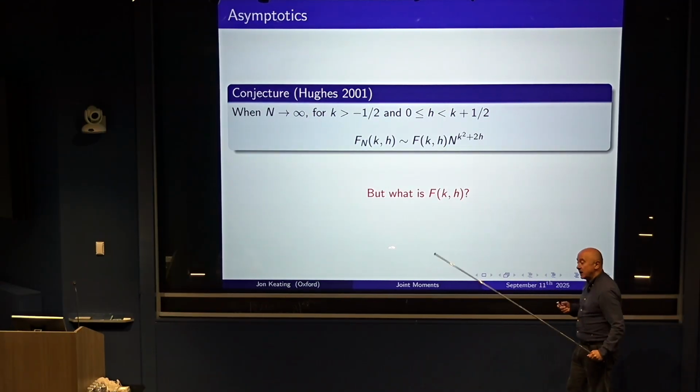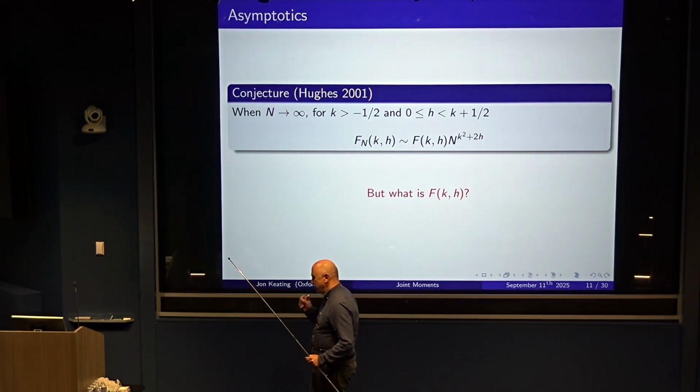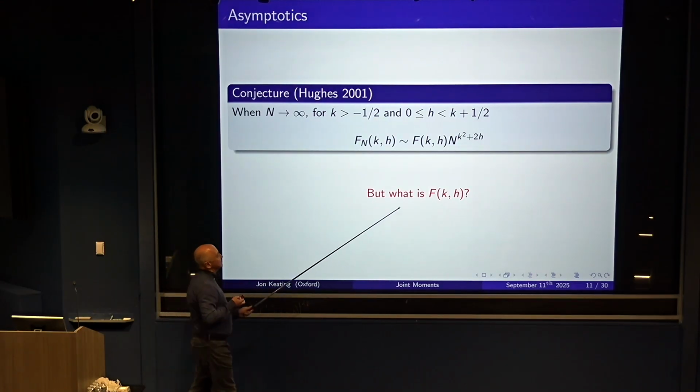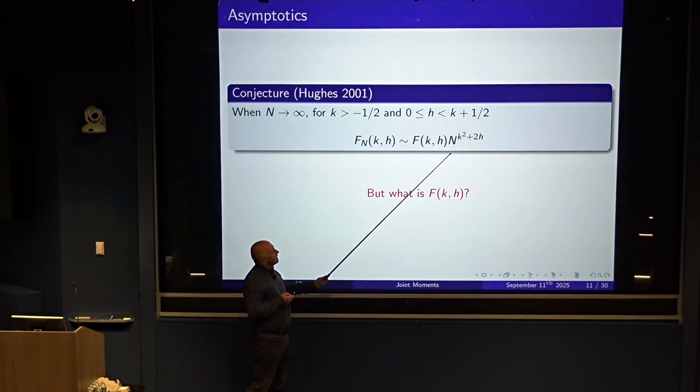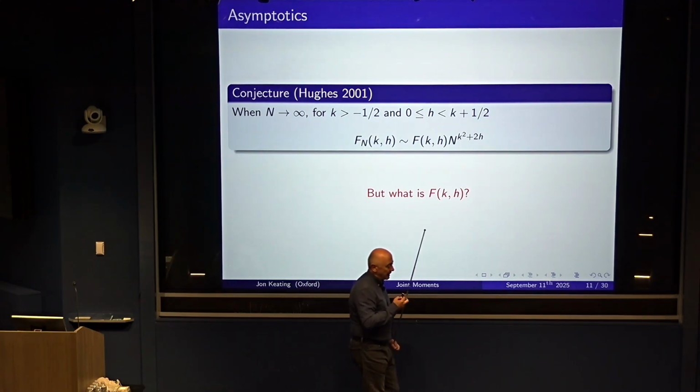So first of all, can you compute the joint moments exactly for finite n? Second, can you compute their asymptotics? And does it have this general form, the form I've shown here? And if so, what's the function f that appears in the leading order asymptotic term? Those are questions that we're going to answer in this talk.